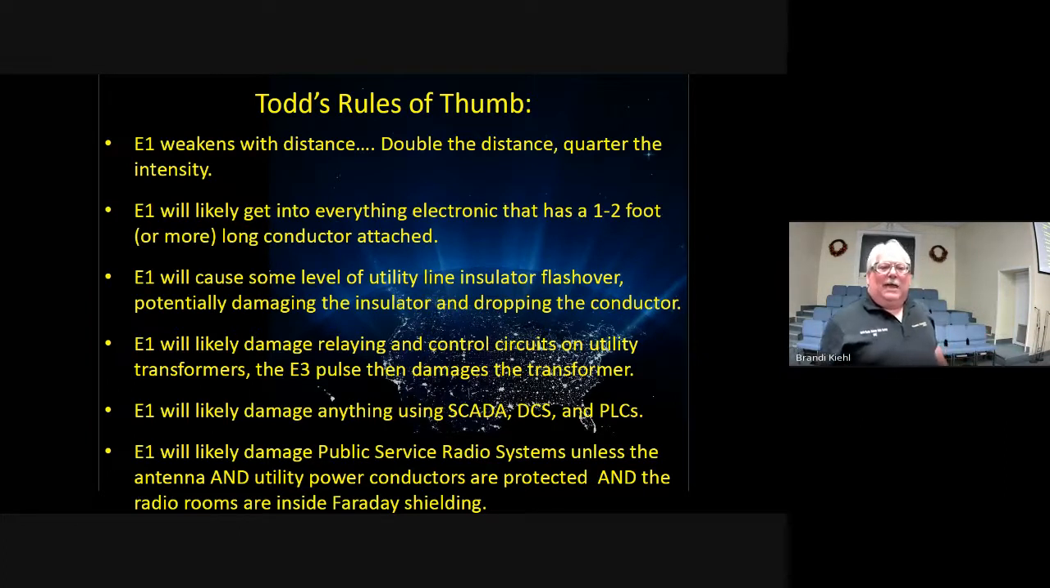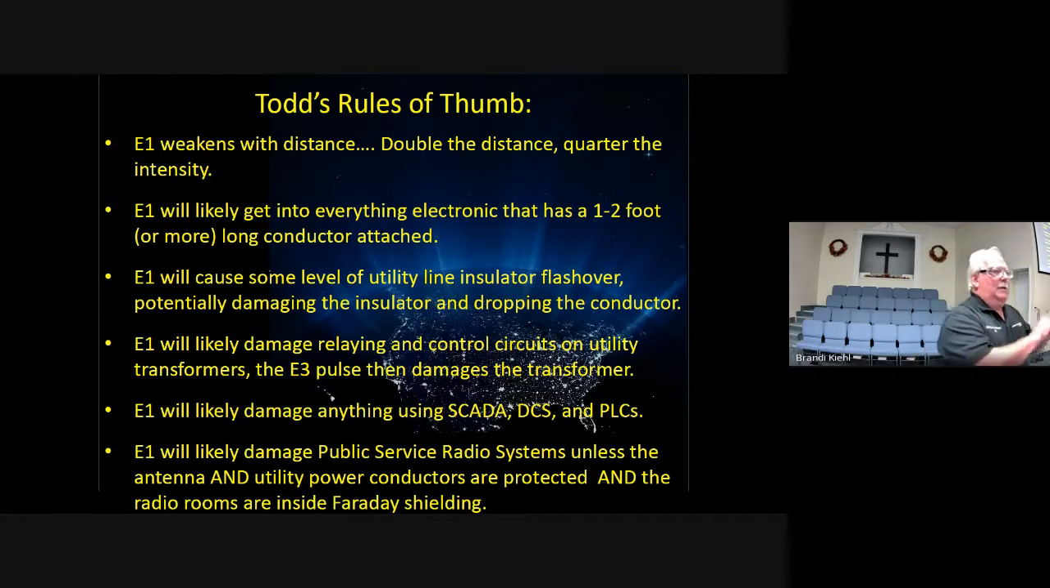Okay. E1's going to damage relay and control circuits on utility transformers, and the E3 pulse is going to finish it off. Everything that has SCADA and DCS and PLCs will be toast. Does everybody know what those are? Okay, programmable logic controllers. It's a PC that controls electronic stuff. You use your PC to turn the lights on and off around the house and in the garage, okay? DCS is just a bigger version of that, distributed control system. Basically, that is water plants, sewage treatment plants, chemical plants, steel mills, everything is run automated by a PLC today, or a DCS. What else did I leave out of there?